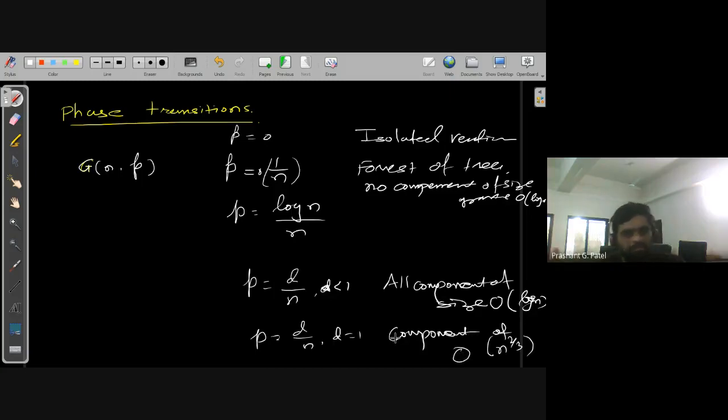In that manner, there are certain probabilities, for example, log n upon n, which is saying that there is disappearance of isolated vertices. So if you want that your graph does not contain isolated vertices, then your probability should be this.